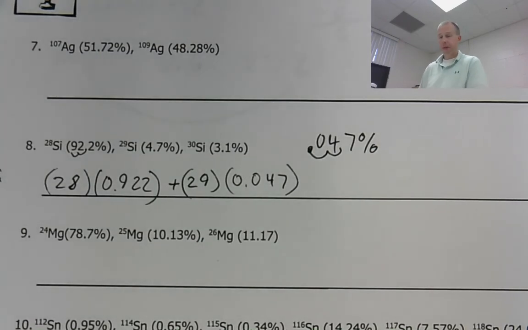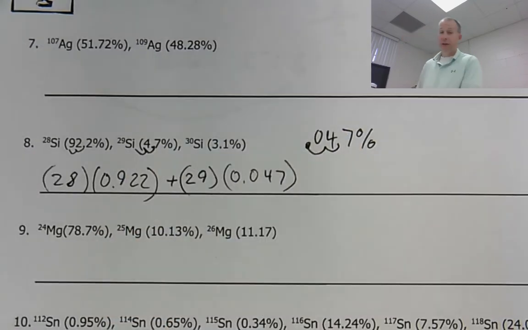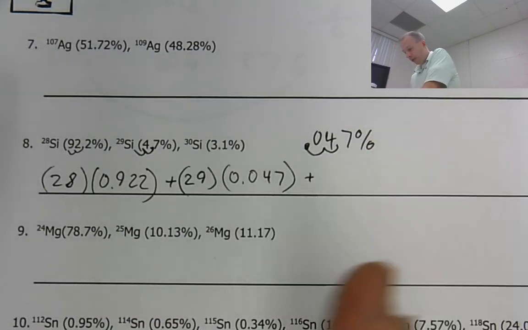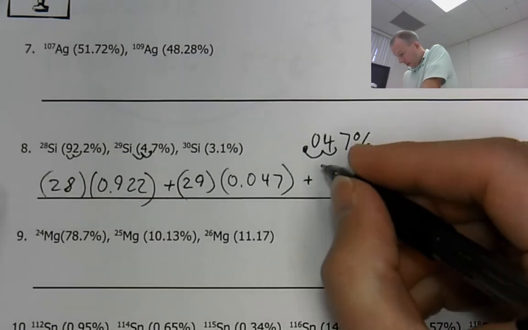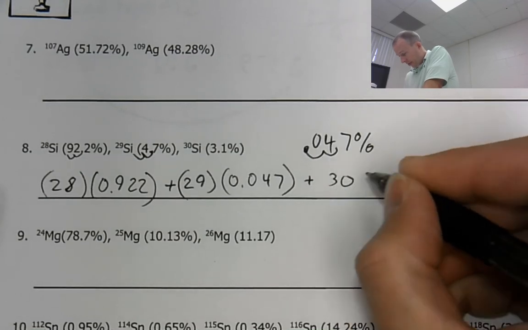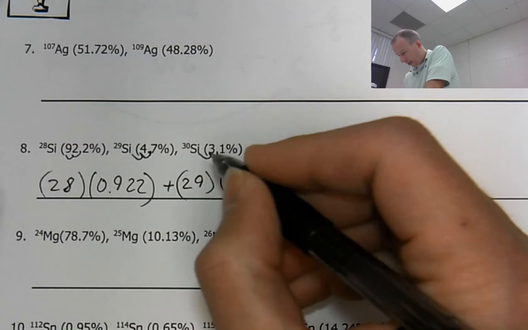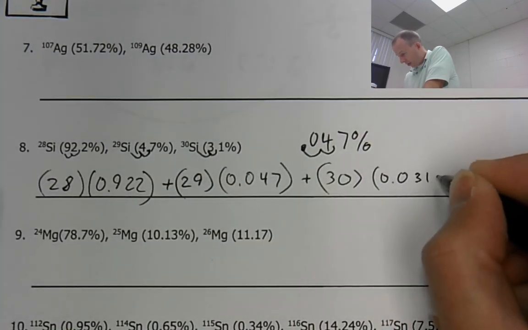Okay? That is the only thing people goof up. You need to move the decimal over 2 spots, not 1. Even if it's a single-digit percentage, you still have to move it over twice. So then you'll do the same thing for this last one. You'll do 30. Same deal, you have to move it over 2 spots. So you'll do 30 times 0.031.